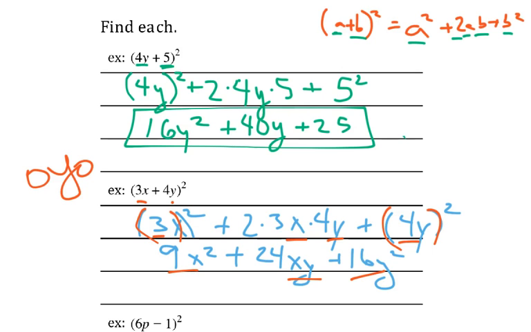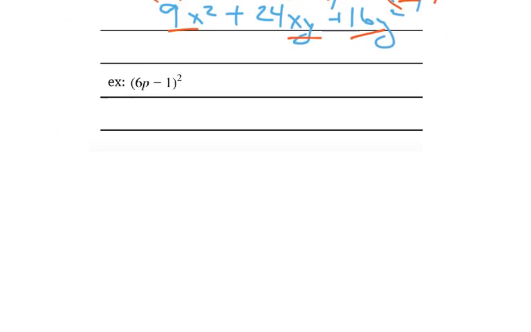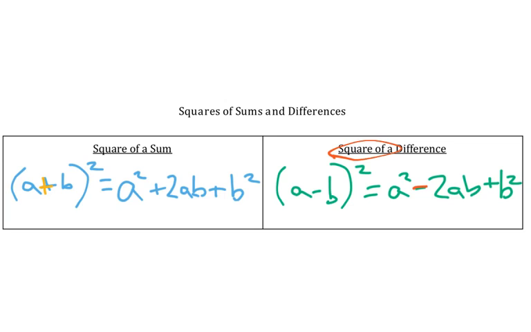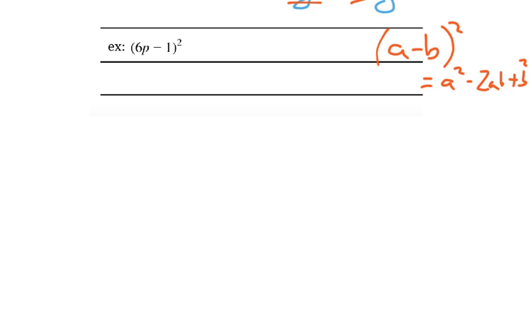Let's move on to the subtraction example. Here's 6p minus 1 squared. And for reference, I'm going to write the square of a difference on this right side. So there it is, a squared minus 2ab plus b squared. So this means that the 6p gets placed in parentheses, squared. I have to use a minus sign, because that's the formula, times 2 times 6p times a 1.